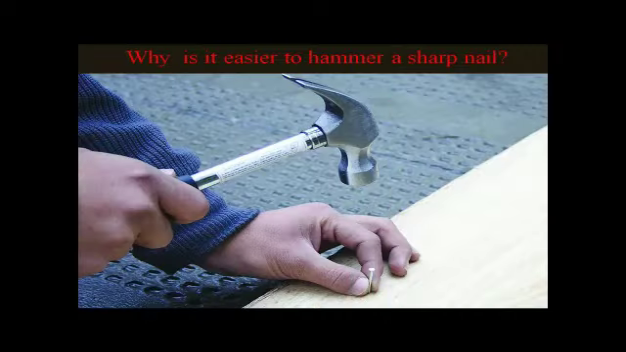Children, why is it easier to hammer a sharp nail? As we know that pressure is inversely proportional to area, therefore, lesser the area, more the pressure exerted. Therefore, it becomes easy to hammer that nail. That is the reason sharp nails are preferred over blunt nails.